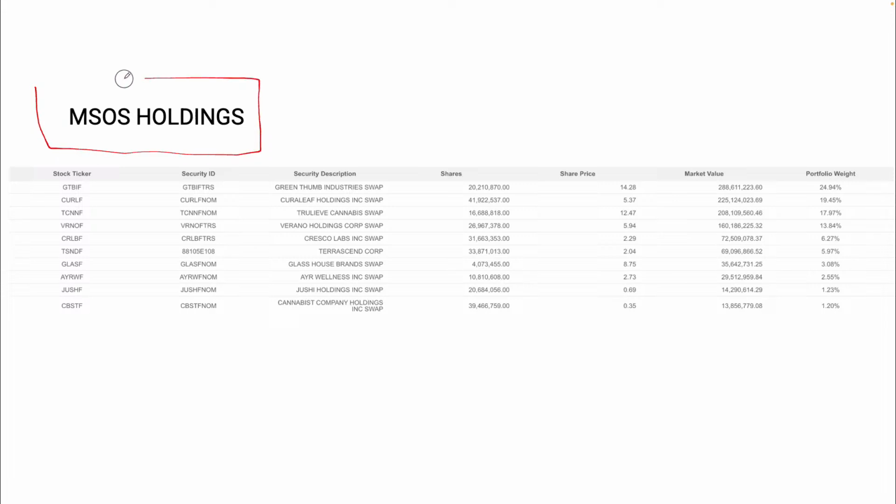MSOS Holdings. MSOS is an ETF, a cannabis ETF. So the first thing that I wanted to do when I saw this big trade is let's look under the hood. What's MSOS holding? When I looked under the hood, they own like all the liquid cannabis companies. Okay? Green Thumb, Curaleaf, Trulieve. But what I found incredibly interesting is they don't own the stock. They're forced to own swaps.